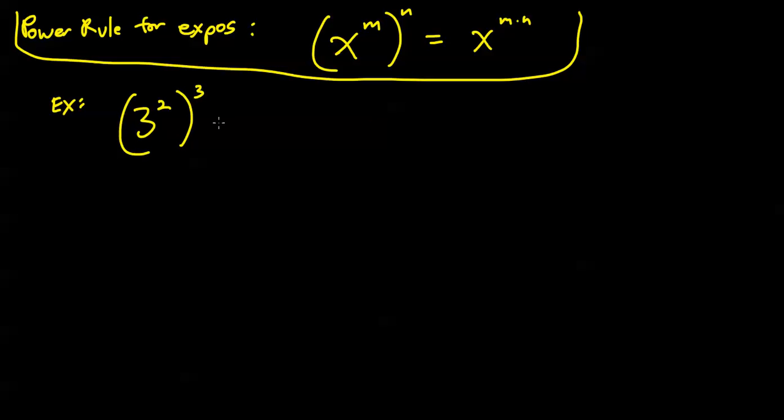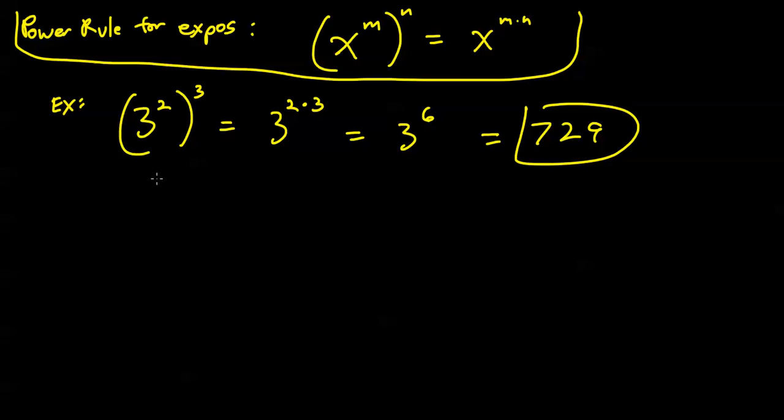If I've got 3 squared cubed, well, invoking that rule, it's 3 to the 2 times 3 power. 3 times 2 is 6, so I've got a 6 exponent working on a 3 base, and 3 to the 6th power is, of course, 729. Let's deal with some variables now.